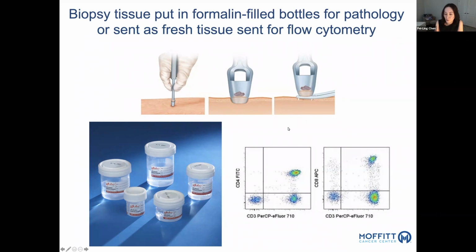Alternatively, at Moffitt, we also send fresh tissue from select patients, depending on clinical need, for flow cytometry, where we look for cell surface marker expression. That requires fresh tissue. So the sample can go either to formalin bottles for FFPE-based histologic diagnosis or as fresh tissue for flow.